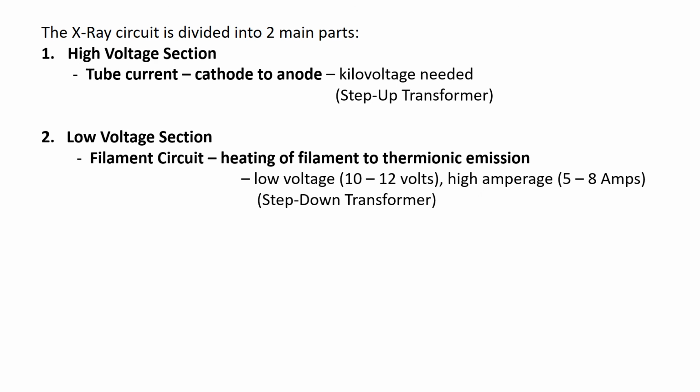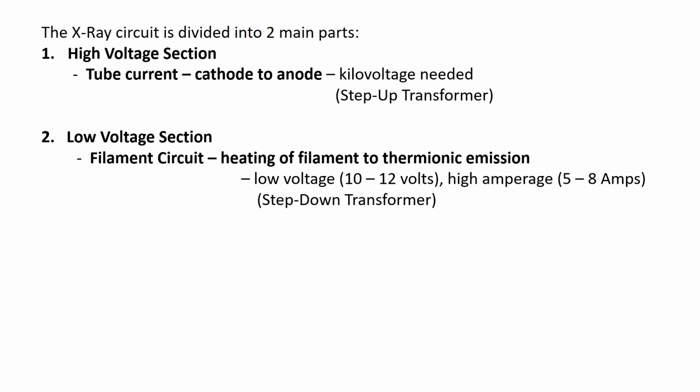And then, as I mentioned, we have a low voltage section. This is the filament part of the circuit. To heat up the filament, we need low voltage to create thermionic emission. We only need about 10 to 12 volts. So think about it. You had 220 volts coming in. We got to bring down that voltage to 10 to 12 volts. But remember, when you bring down the voltage, you bring up the amperage. So to heat up the filament to thermionic emission, it needs low voltage, only about 10 to 12 volts, but you need really high amperage.